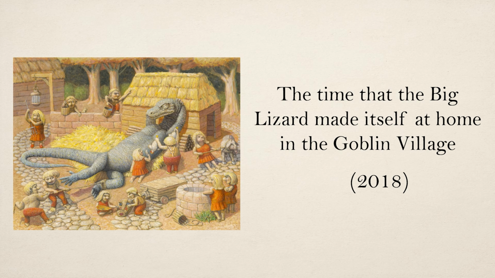I'm going to use this painting here to make some further points about the term gestalts. This painting is The Time That the Big Lizard Made Itself at Home in the Goblin Village, 2018. It shows the different attempts being made by the goblins to displace the unwelcome big lizard. Evidently, I was going through a bit of a fairy tale phase at the time. Now, I mentioned in the beginning of this video that elements are kind of like the ingredients of a painting. So let's zoom in at a section of this painting to see some of those elements up close.